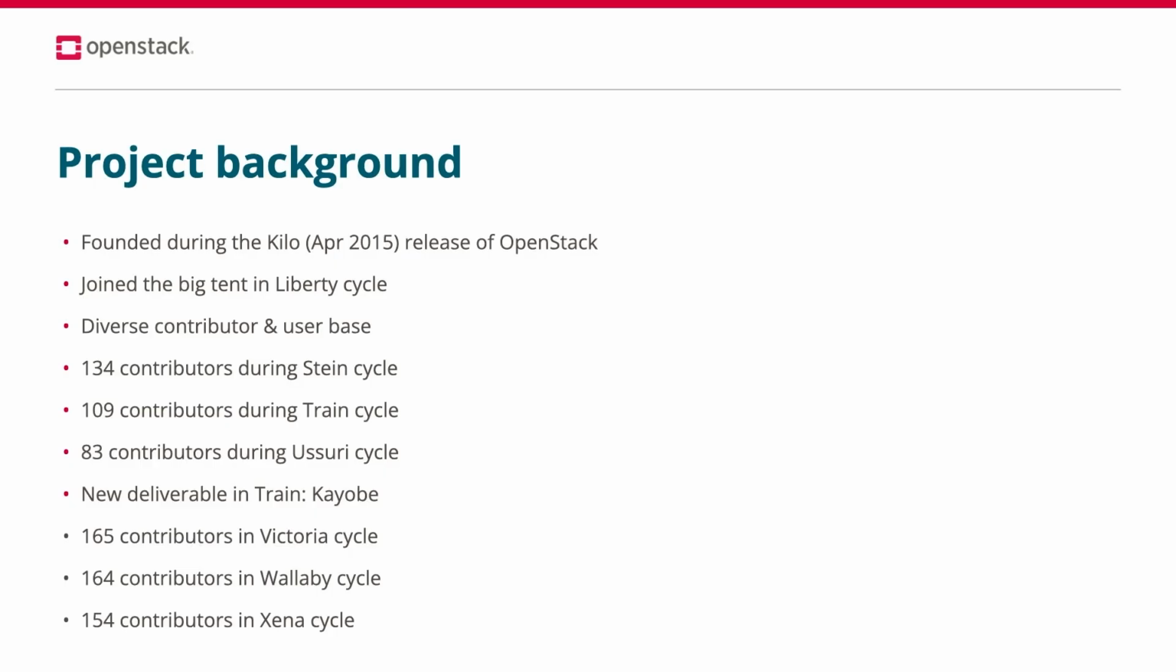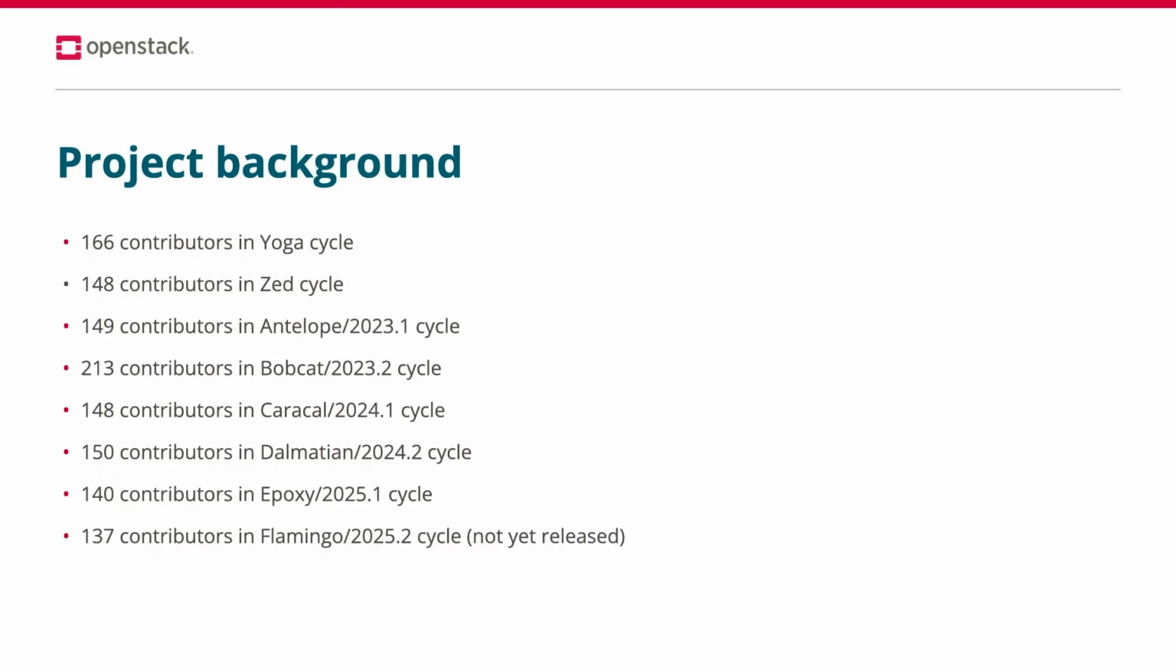In the Train release, we added a new deliverable called KOB. As you can see, in Bobcat we had 213 contributors. I don't know how that happened, but it did. A lot of our contributors are operators that come in, raise bugs, send emails on the mailing list, publish fixes. It's 1, 2, or 3 commits during a cycle. So we have a lot of contributors, but not high volume contributors.